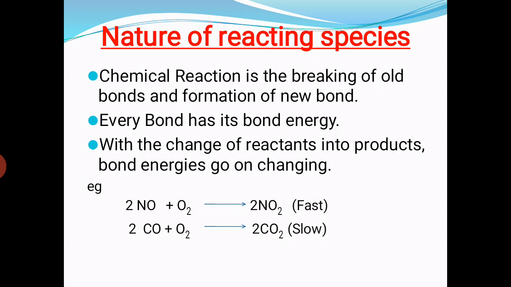Chemical reaction is defined as the breaking of old bonds and the formation of new bonds. Every bond has its definite bond energy. With the change of reactants into products, bond energies go on changing. The ease with which old bonds are broken and new bonds are formed determines the rate of chemical reaction. Consider these two reactions. These two reactions look similar, but first one is fast while second one is slow, because the bonds between N and O in the first reaction are easily broken as compared to the bond between C and O in second reaction.